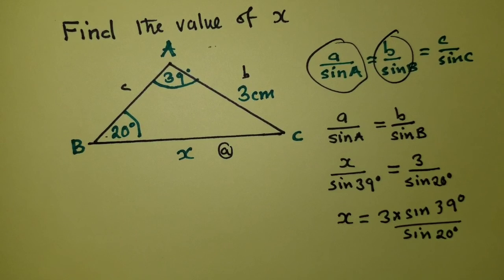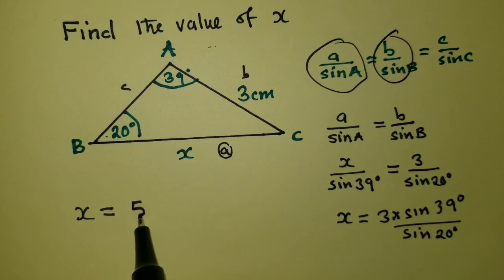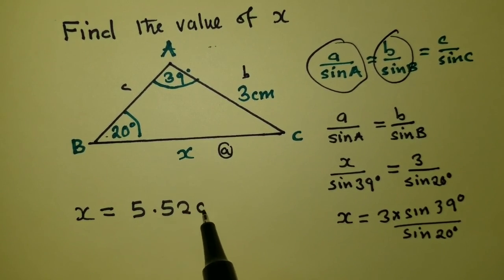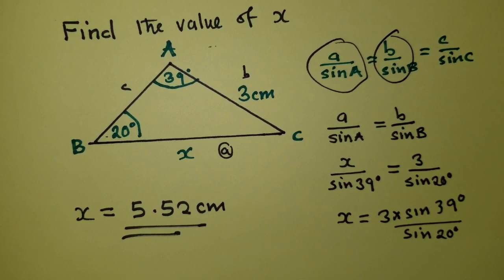Okay? So when we punch, we find that our x, you just punch on your calculator. 3 times sine 39 divided by sine 20. We are getting 5.52 centimeters. This is our solution.